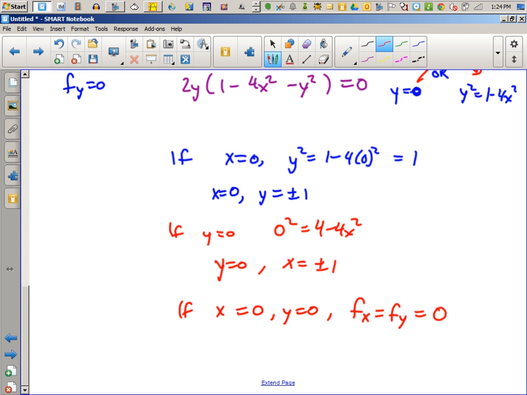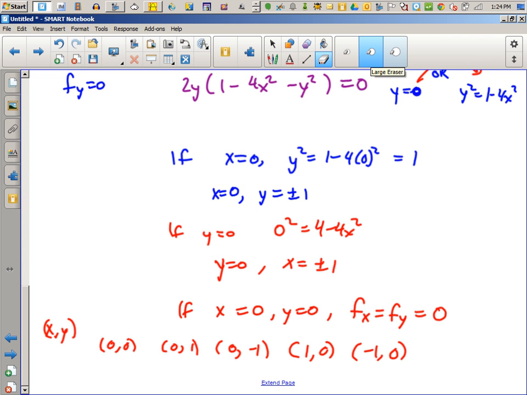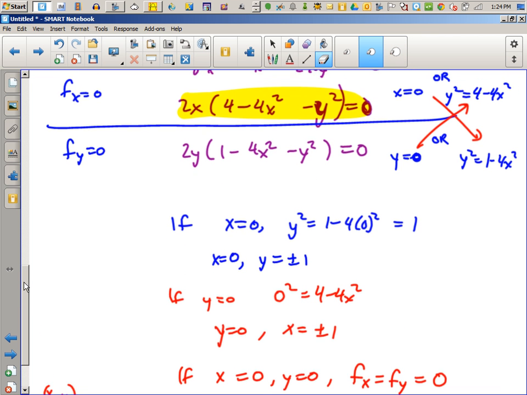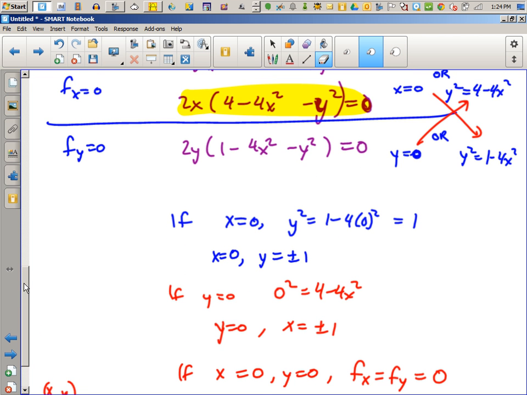So here are the points I'm getting. X, Y pairs. These are all my A, B candidates for rel max, rel min. 0, 0 for sure. 0, 1. 0, negative 1. 1, 0. And negative 1, 0. Now you might ask, Mr., why didn't you plug the x equals 0 into the y squared equals 4 minus 4x squared? I'll just be honest, I don't think it's very meaningful to take two possible root candidates and try to substitute them together. I don't see why you would want to do that. So I just kind of cross-substituted there.